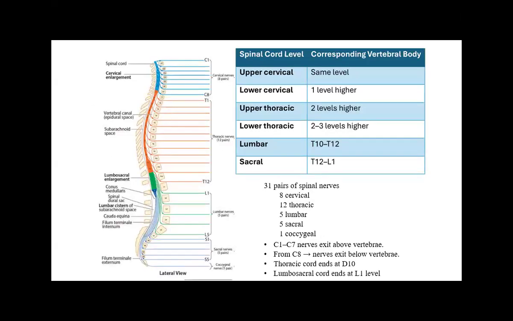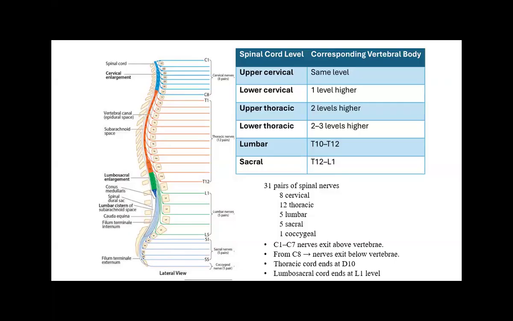The spinal cord extends from the lower part of the medulla up to the coccygeal region. There are 31 pairs of spinal nerves, which include 8 cervical, 12 thoracic, 5 lumbar, 5 sacral and 1 coccygeal. The C1 to C7 nerve roots exit above the vertebrae. From C8, the nerves exit below the vertebrae. So a discrepancy exists between the spinal segments and the vertebral level.